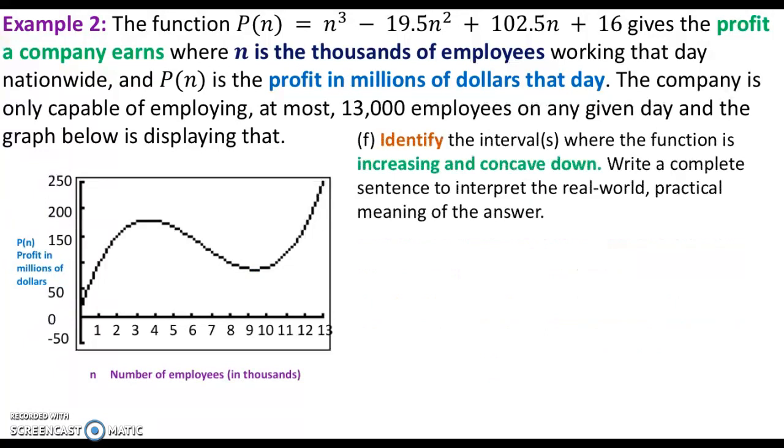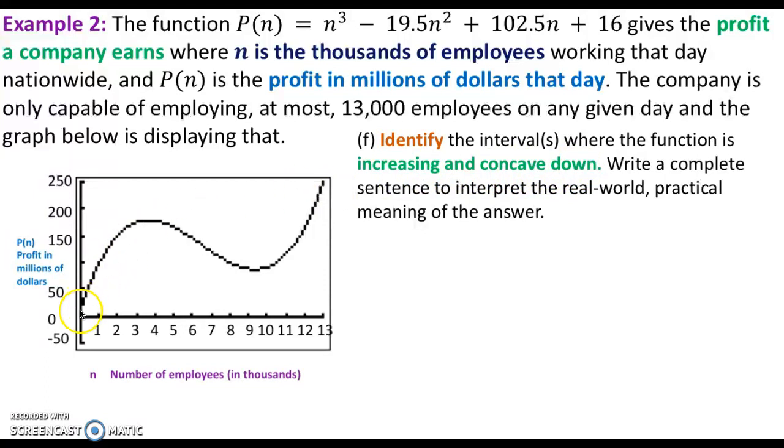Part F. Identify the intervals where the function is increasing and concave down at the same time. Okay, let's think about this. And then write a complete sentence to interpret what this means in practical terms, in the real world. So we already talked about where the curve is rising or increasing. We said from 0 to 4 and from 9.5 to 13. But not only does the curve have to be increasing, it also has to be concave down.